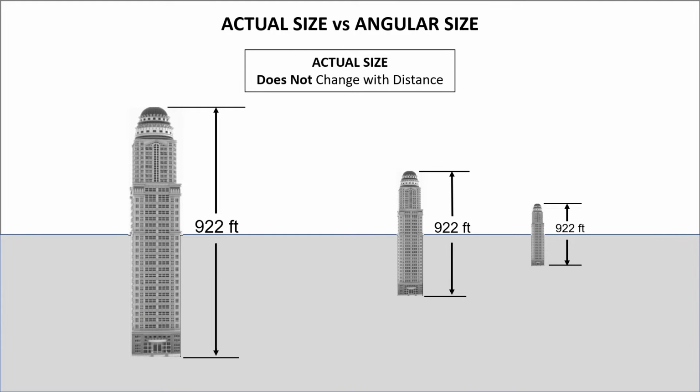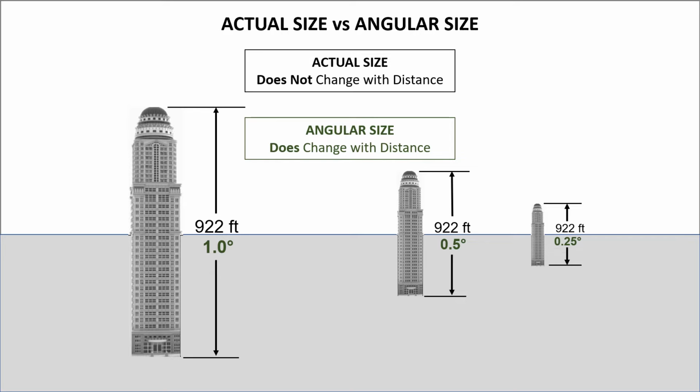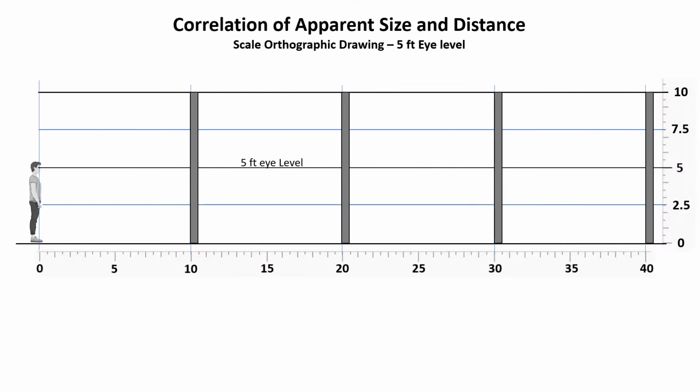So there are two different ways that we measure objects. First is the actual size that does not change with distance, and we have the angular size that does change with distance. And most importantly is that there is a correlation between that angular size change and the distance of the object. So I'll use this scale drawing of four 10-foot poles that are evenly spaced at 10 feet apart with a 5-foot eye level to show the correlation of the apparent size and the distance.